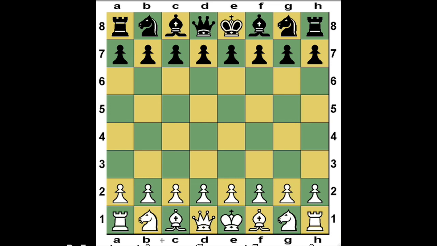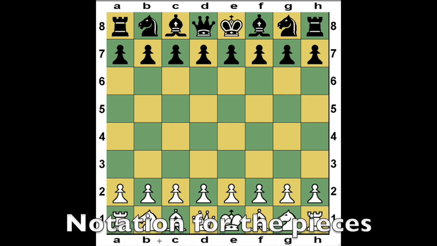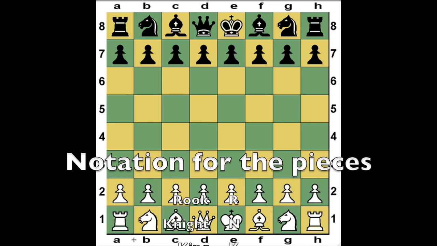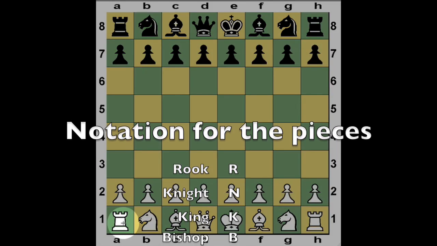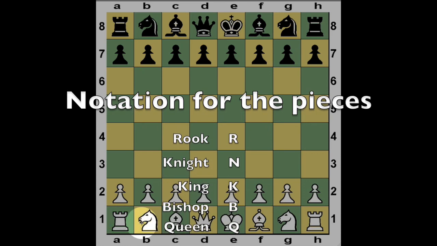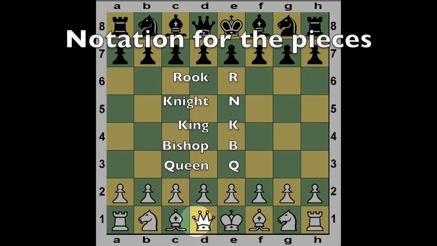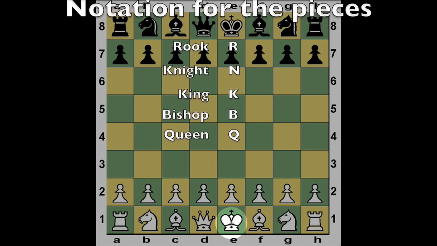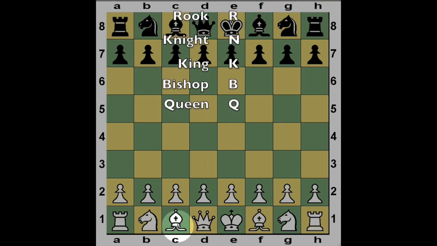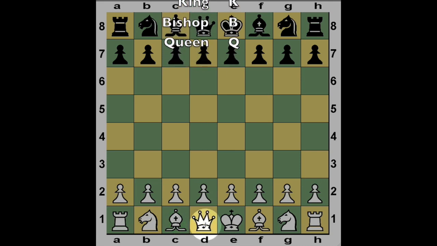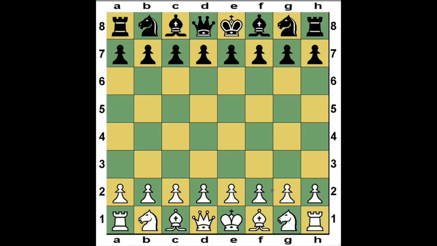While we're on that subject, we might as well mention that the pieces each have a letter to represent them in chess notation. The rook is R, the knight is N. That's so as not to confuse it with the king, which is a K. The bishop is B, and again these are all uppercase letters. The queen is a Q. The pawn is not normally designated by a letter.